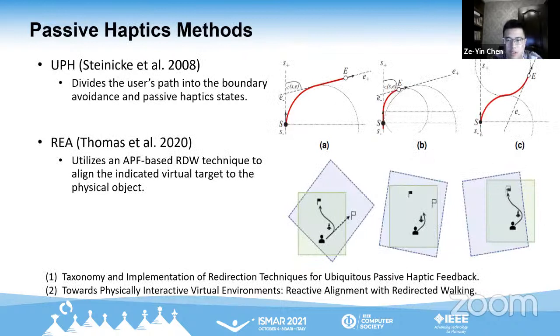There are also a series of studies on the passive haptic problem. The approach UPH divides the walking process into boundary avoidance states and passive haptic states based on whether the user's heading direction intersects with the object. However, because it's not always in passive haptic state, it cannot guarantee the relative positions of the user and the target in virtual and real space. The reactive alignment with RDW extends the APF by adding an attractive component to pull the user towards the target. This method does not work well when the initial state is too far from the alignment state.